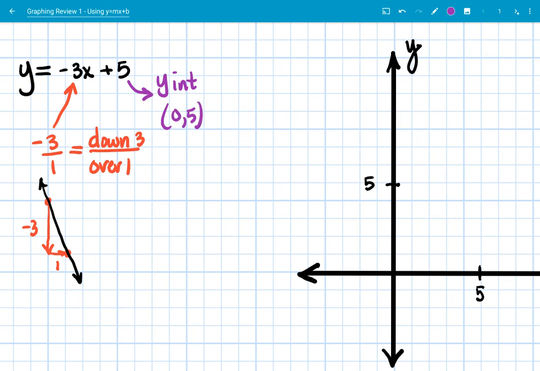All right, so now I can plot some points. I'm going to start with the y-intercept and then follow this growth pattern. So it's down 3 over 1, and then down 3 over 1, and that pattern's going to continue. And so that's going to end up looking like that.